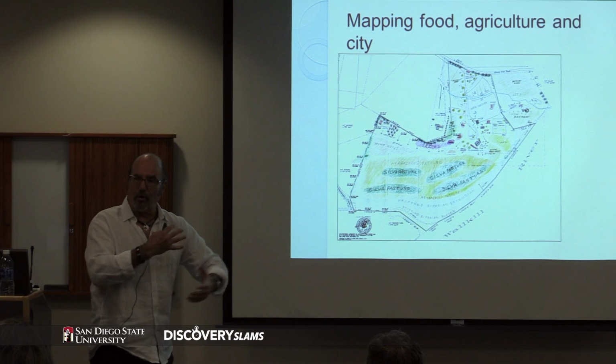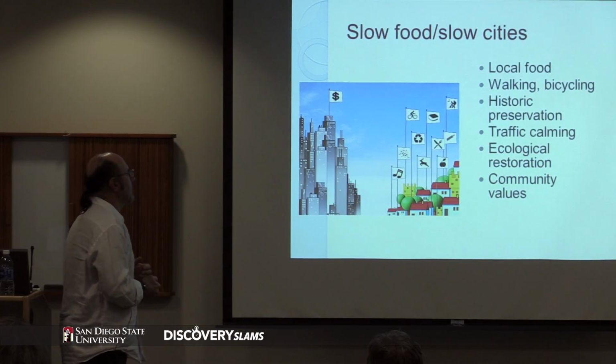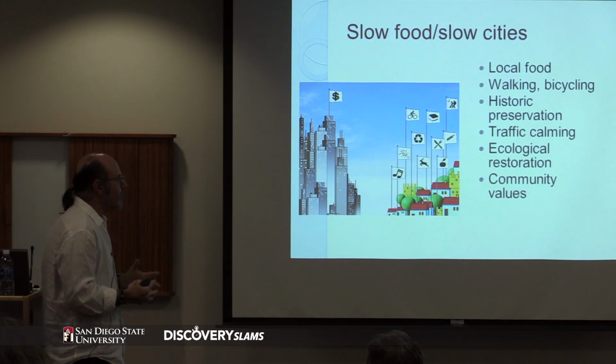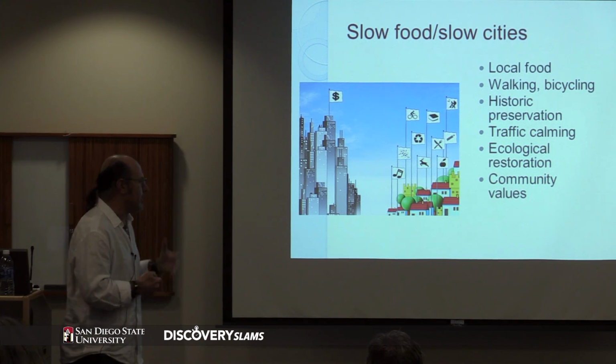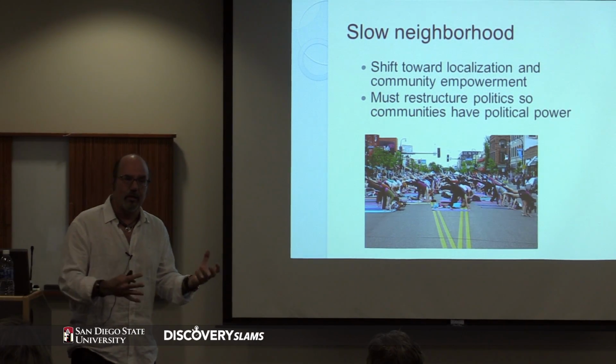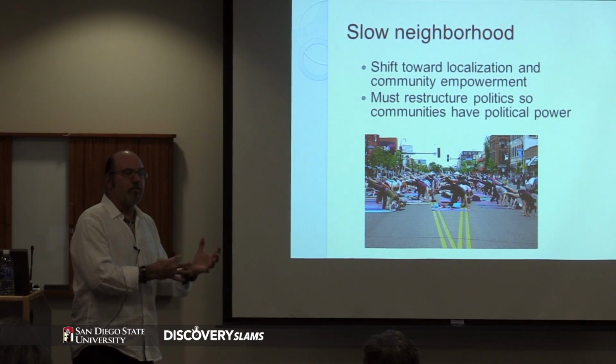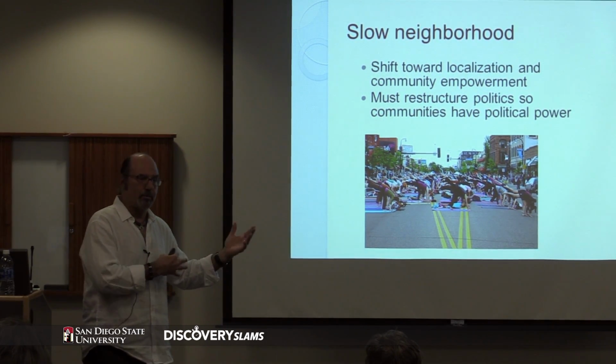You can map, you can grow food, you can start to figure out better ways of designing places for people to live. You can slow down, you can have traffic calming, you can restore the ecology of the ecosystem. You can do all these things, and finally you can make neighborhoods themselves, people more connected to their own communities and participating in their communities in ways that are different from traditional suburbs.